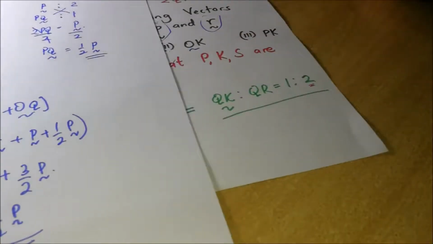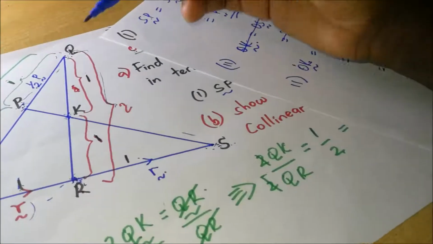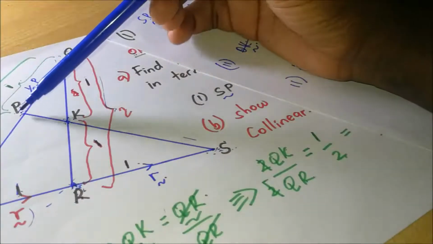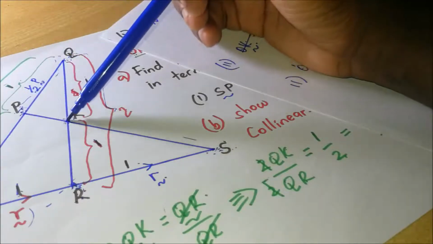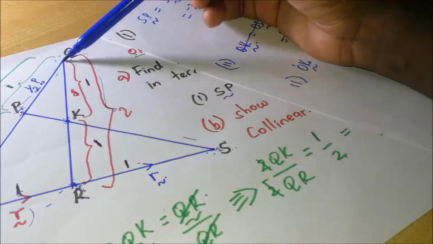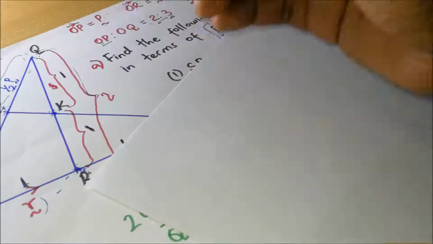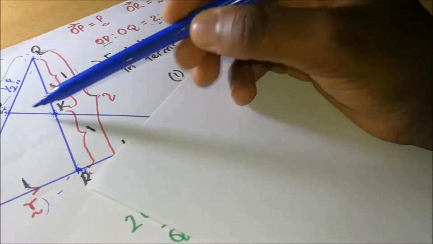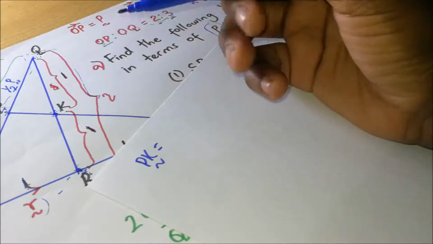So let's go on to Roman 3, where we are required to find PK. So I'm supposed to find the distance from P to K. For me to find the distance from P to K, I can use PQ plus QK, or I can use PO plus OR plus RK. So let's go ahead and find PK. I'll use the shorter route, PQ plus QK.